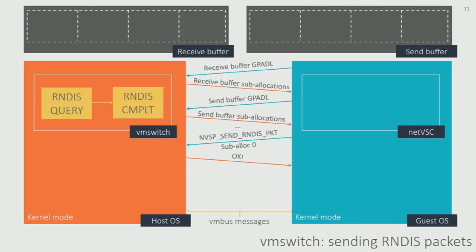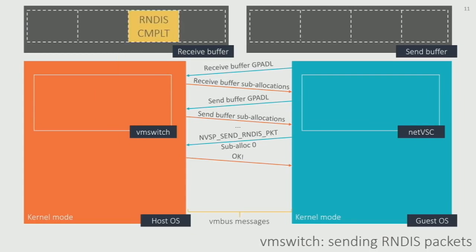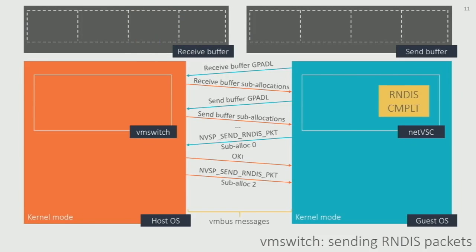Then the host is going to handle it. And then it's going to copy the completion message into the receive buffer, and let the guest know that there's a packet in receive buffer sub-allocation number 2. The guest is going to copy that and take into account whatever has happened, and acknowledge to the host that, okay, we're done. You can now copy more stuff into this receive buffer sub-allocation. So that's basically how it works in terms of sending and receiving the RNDIS messages.